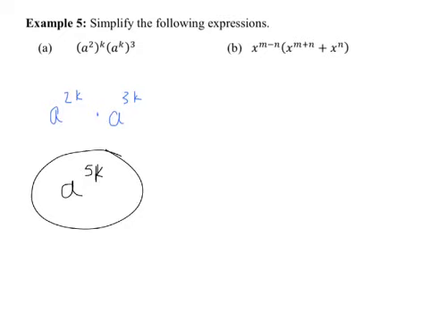Okay, so if you ever get confused here, use easier examples. Think about x to the 3rd times x to the 5th. Well, that's just x to the 8th. You added the exponents together. So the rule here applies the same. Simply add 2k and 3k to give you 5k. Okay?